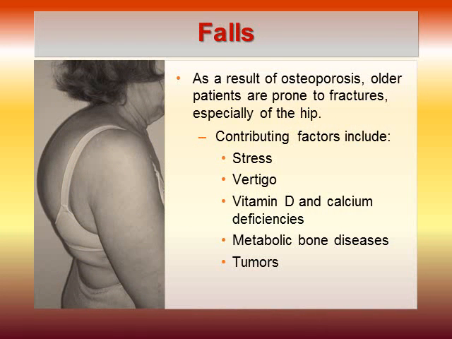As a result of osteoporosis, many patients are going to be more prone to fractures after they fall, and one of the worst areas is the hip. We know that contributing factors toward osteoporosis include stress, vitamin D deficiencies, calcium deficiencies, metabolic bone disease, but for many people it's also just the hormones and changes in the body that result from aging.